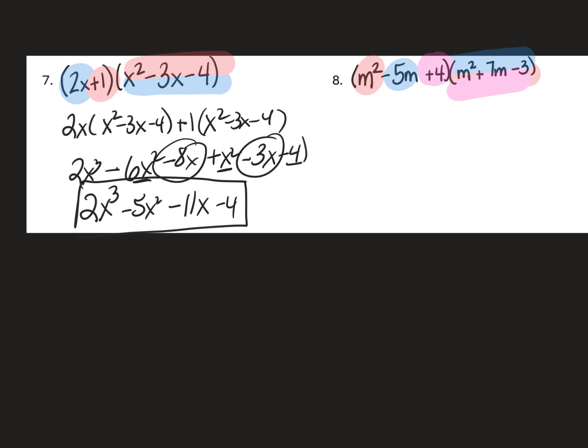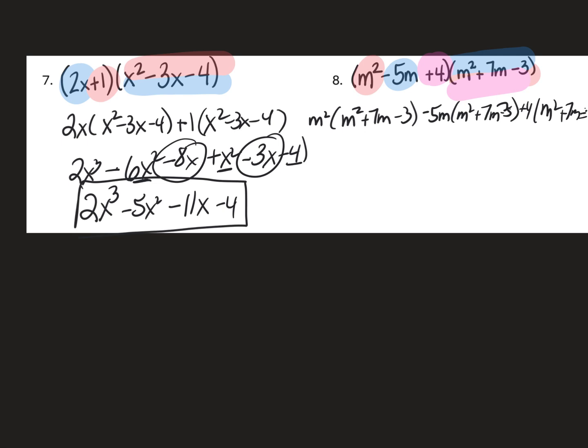can you really tell the difference? Oh yeah, I see the red in there just a little bit. Red times red, so m squared times m squared plus 7m minus 3. Blue times blue, minus 5m times m squared plus 7m minus 3. Then positive 4 times m squared plus 7m minus 3. Looks like a 5 on that second one. Wonder if I did say 5.